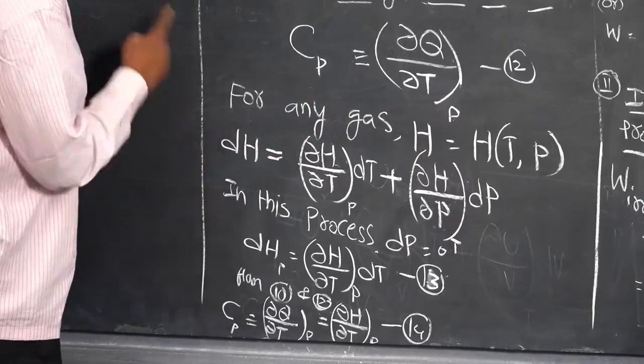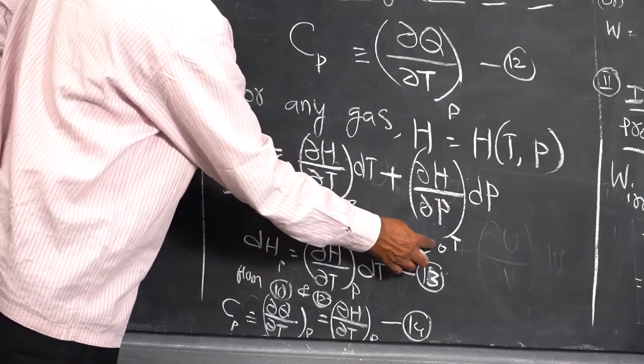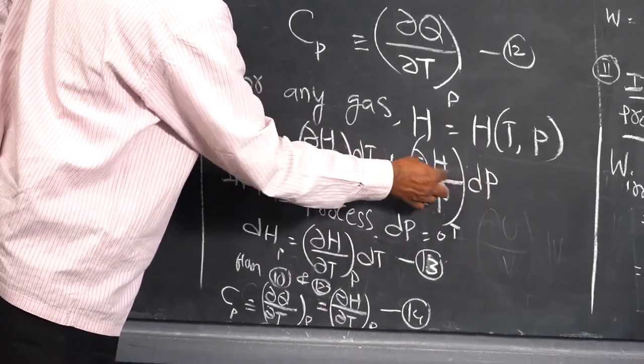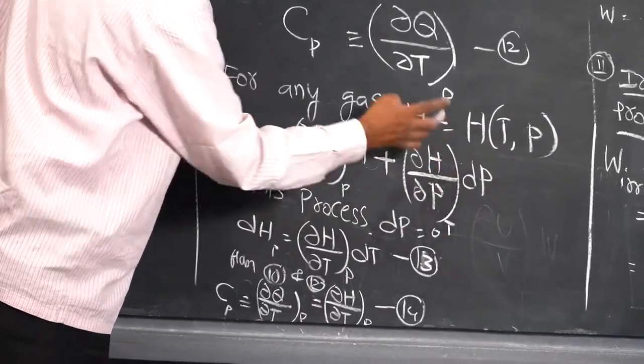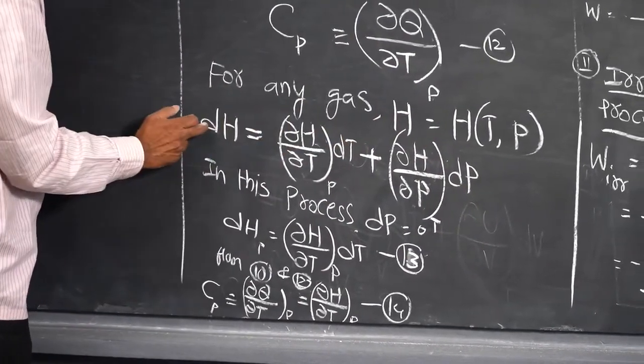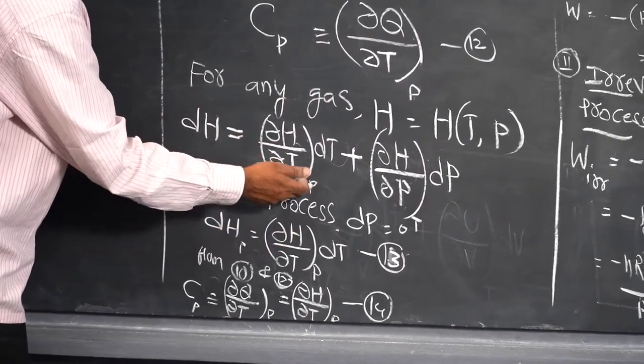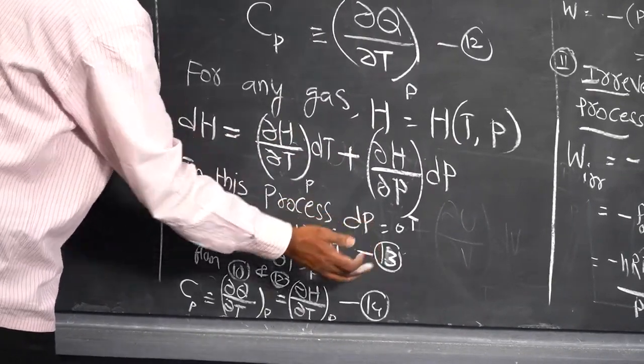So in this process, pressure is constant, so the change in pressure is 0. Substituting 0 here, the second term becomes 0. Therefore, you are left with the first term only: dH is equal to dou H by dou T at constant pressure into dT. I am writing this as equation 13.